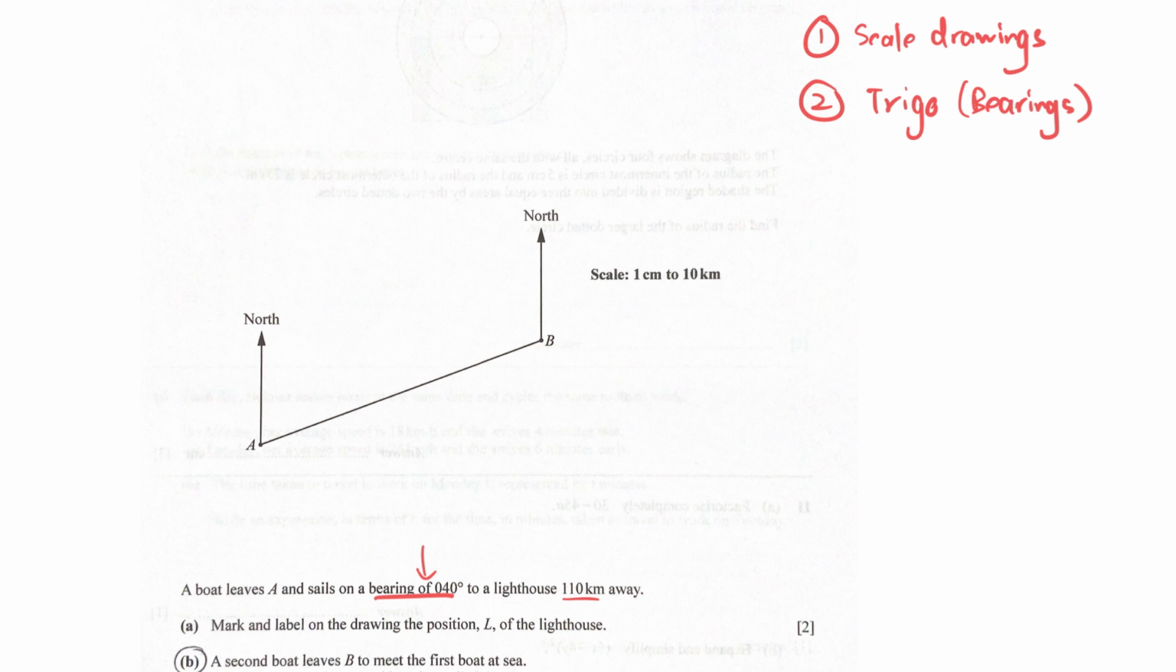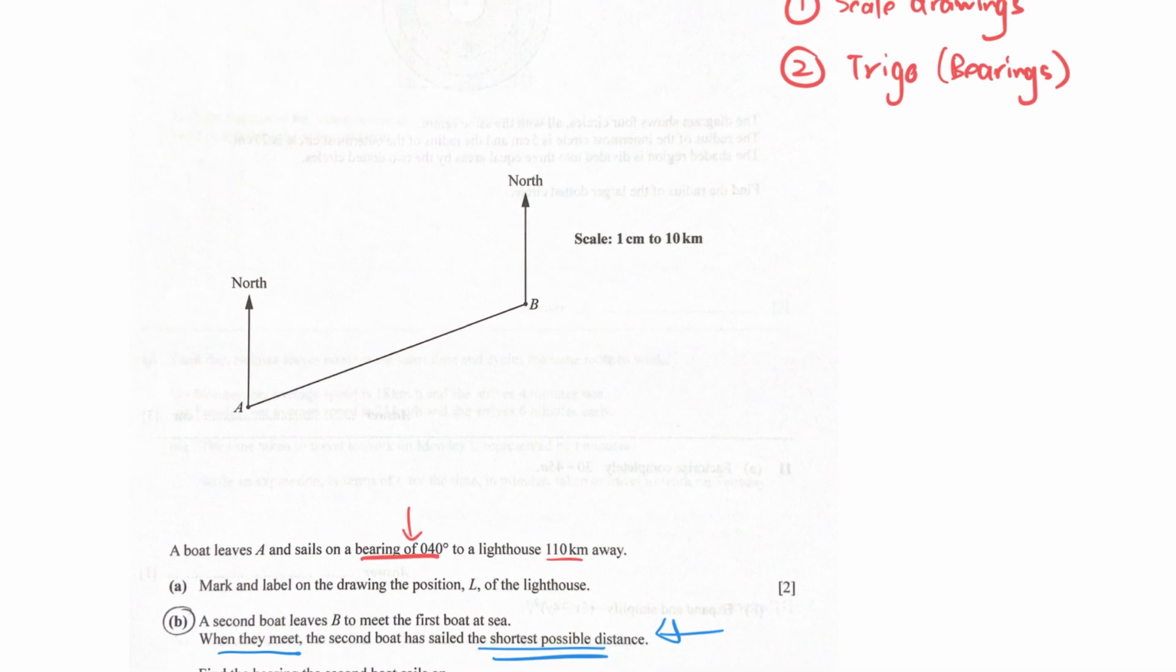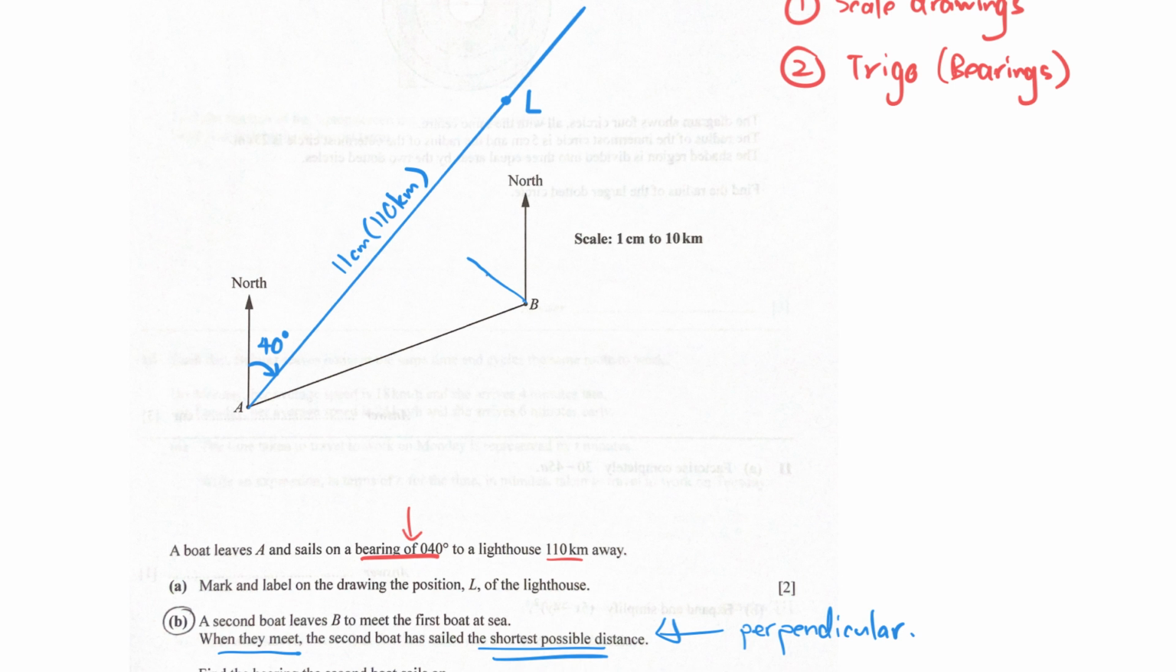Now, the second boat leaves B to meet the first boat at C. Where they meet, the second boat has sailed the shortest possible distance. Now, this is a very common term in trigonometry. It is where the two lines are perpendicular to each other. So which line am I talking about? It's where B sails this way, and the line starting from B will be perpendicular to the line AL. So I'll do it precisely now using your set square.